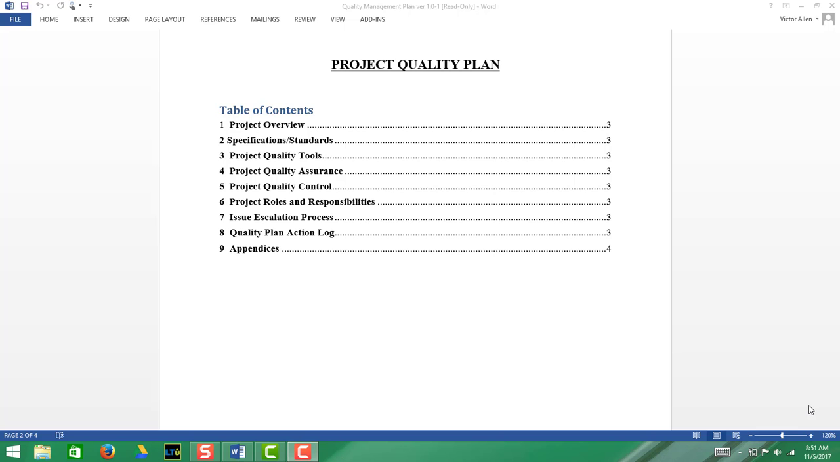The table of contents starts with a project overview. This is generally a paragraph or two that describes what the project is all about and some of the characteristics of it, and perhaps even why you're doing it.